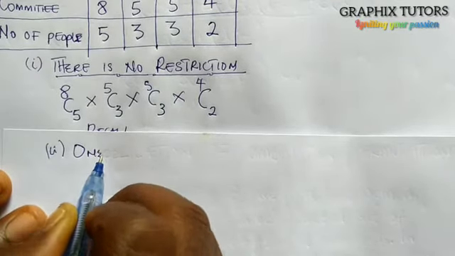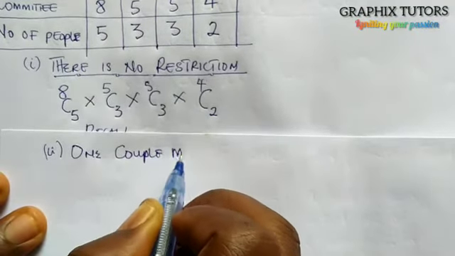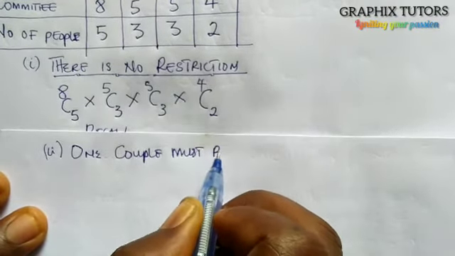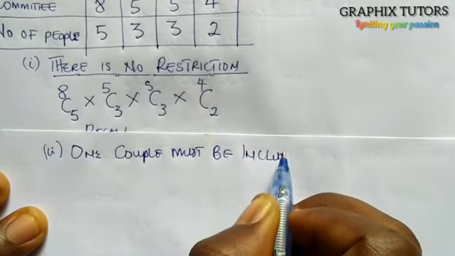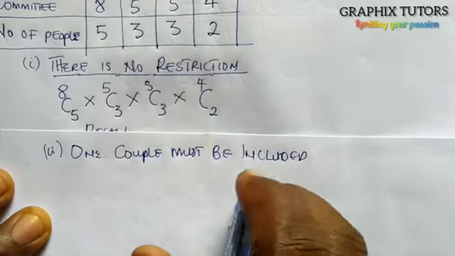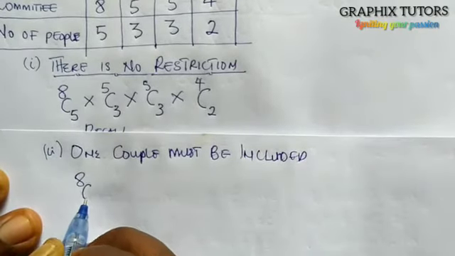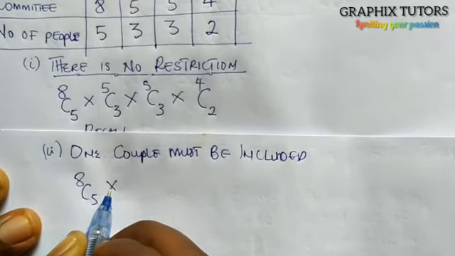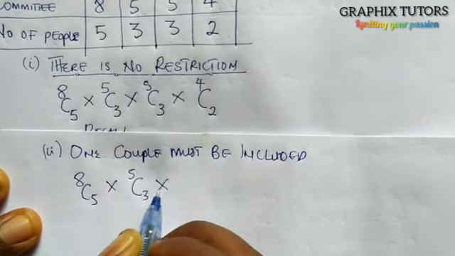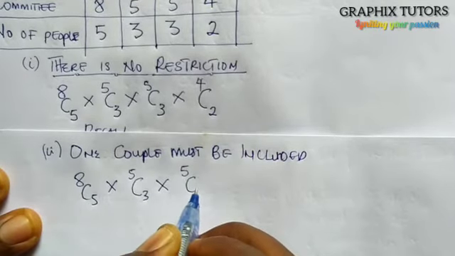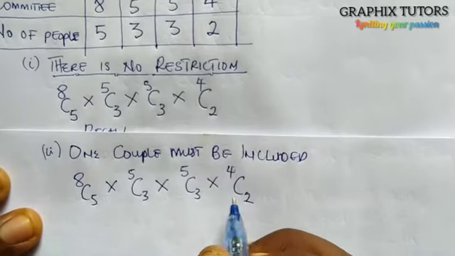One couple must be included, right? So what you do here is you write everything back here, which is 8 combination 5 multiplied by 5 combination 3 multiplied by 5 combination 3 multiplied by 4 combination 2, right?